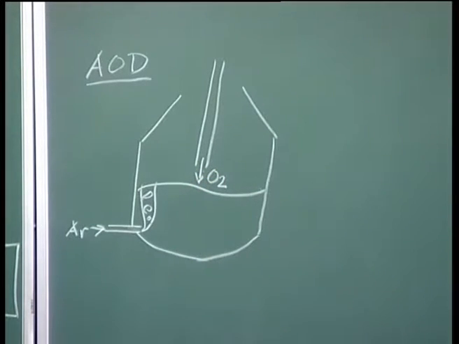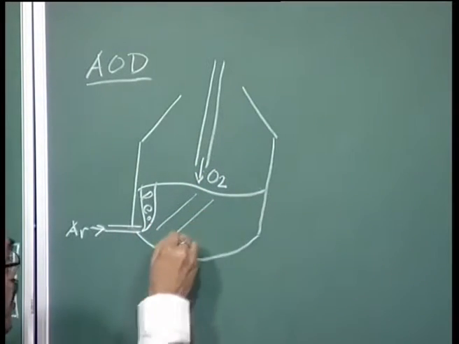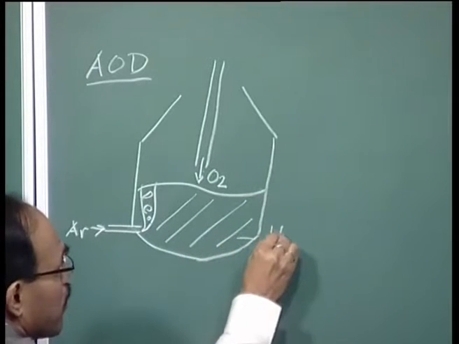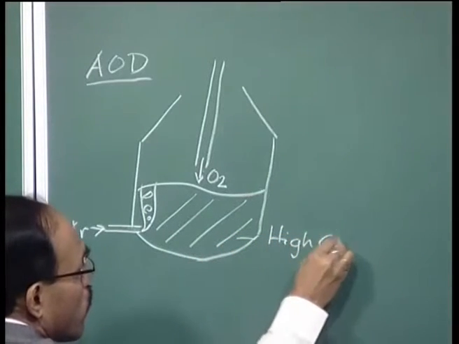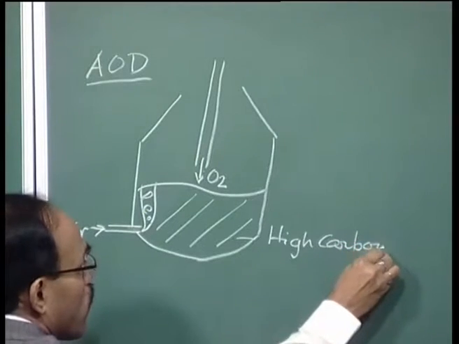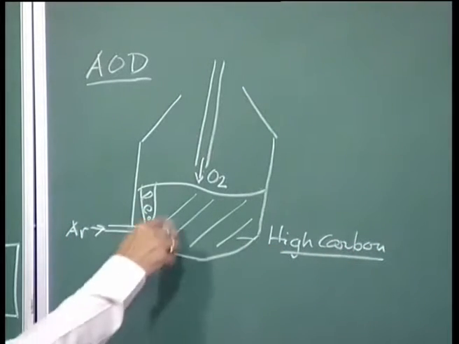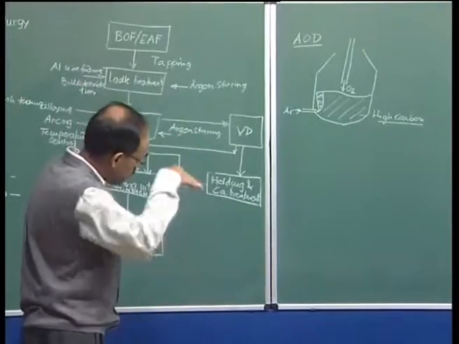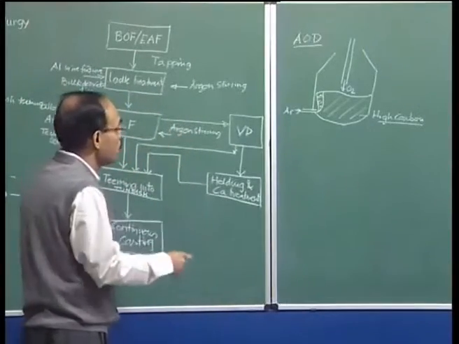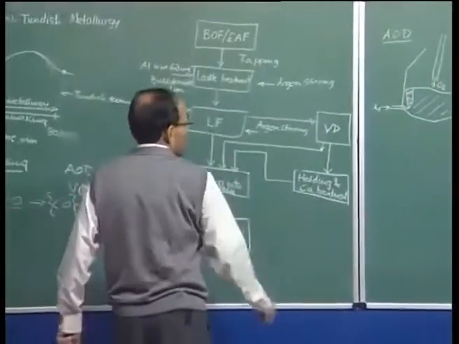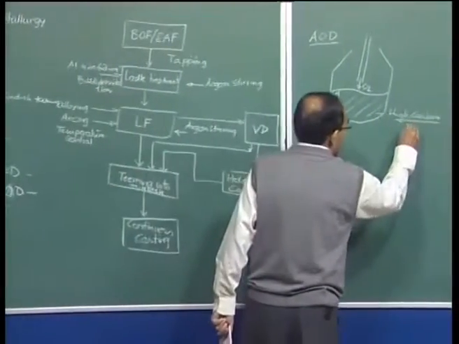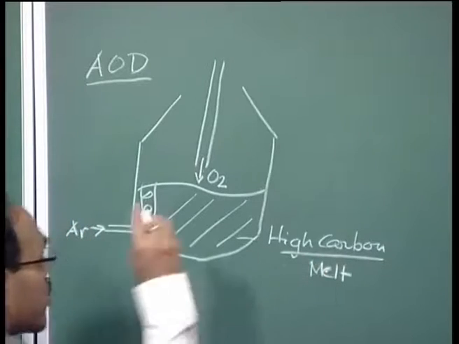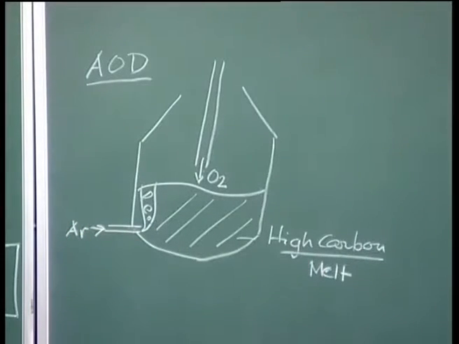As a result of which what happens is this melt, which contains relatively high carbon, the carbon oxygen reaction takes place, and that is how the oxygen gets into the melt and removes carbon. So, it is a high carbon melt basically. High carbon melt is initially subjected in the converter to oxygen and a combination of argon.